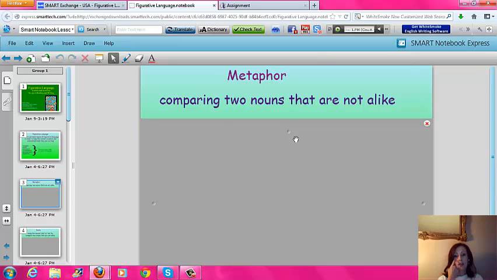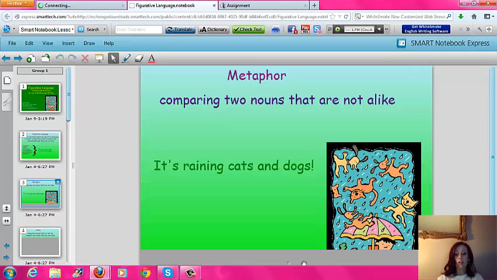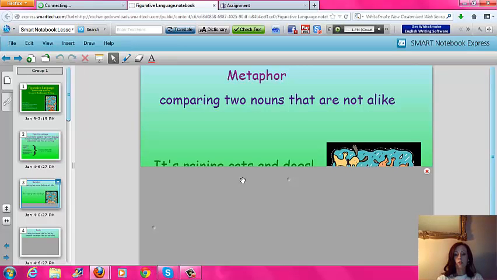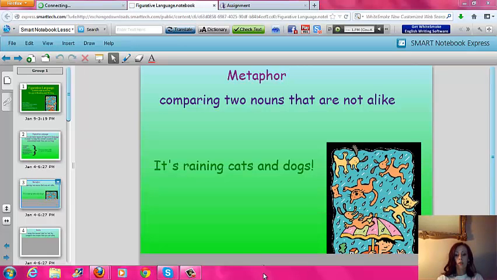Moving to the next slide, the next 2 slides talk about each type of figurative language. This slide I have set up to where it shows the actual word and the definition. Then have students give an example of what a metaphor would be based on the definition, comparing 2 nouns that are not alike. Scroll down and it gives a common metaphor that students should be familiar with. It's raining cats and dogs.